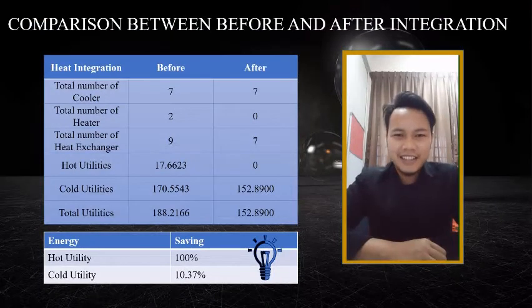Okay, here is the last part of this topic, which is the comparison between before and after heat integration takes place. Our energy saving is 100% for hot utility, while for cold utility we can save up to 10.37 cents.